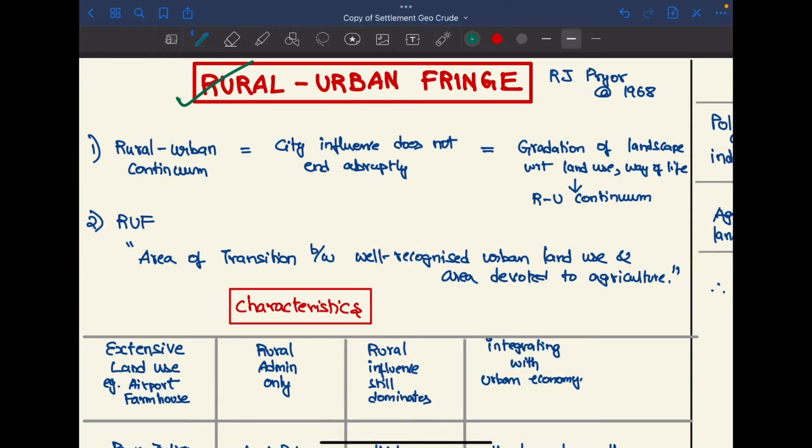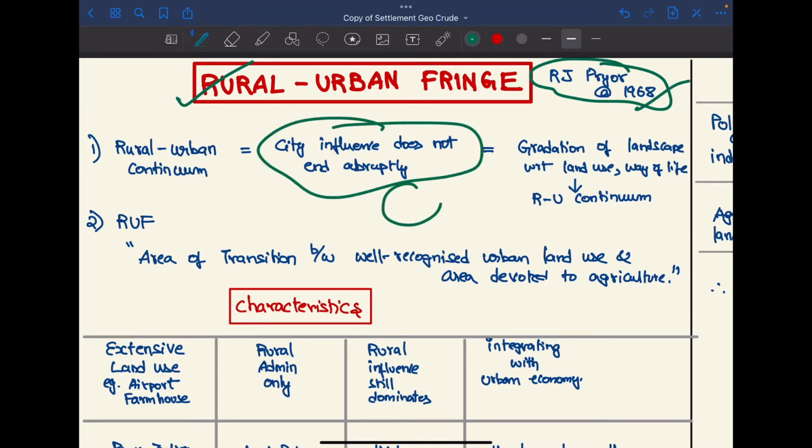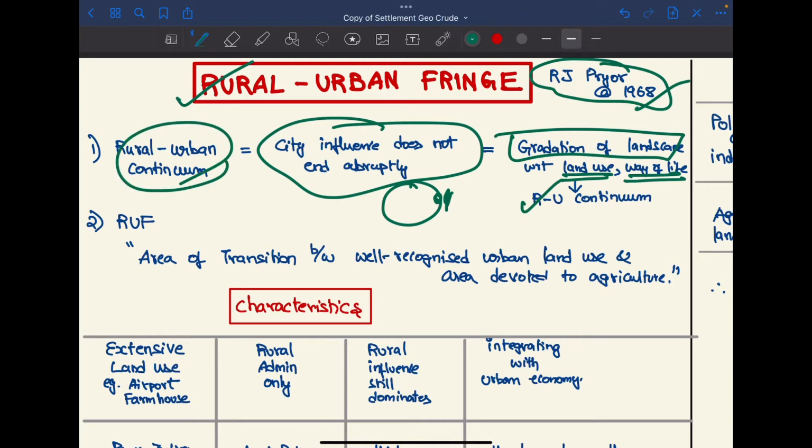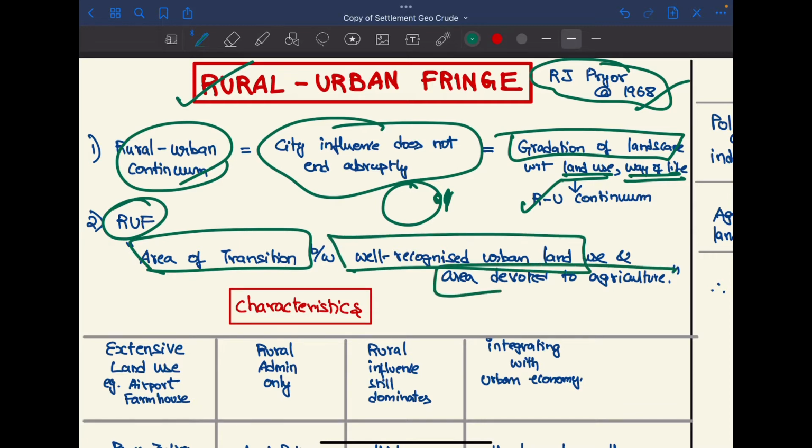So next we have the rural urban fringe. The concept was given by R.J. Pryor in 1968. City influence does not end abruptly. That is, the city does not end abruptly and the rural area starts here. There is a gradation of landscape with respect to land use patterns and ways of life. This is called the rural urban continuum. So what is a rural urban fringe? It is the area of transition between well recognized urban land use and area devoted to agriculture.